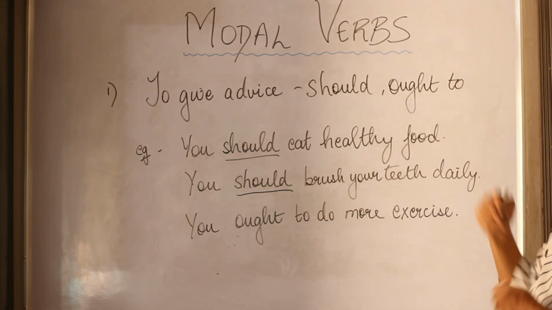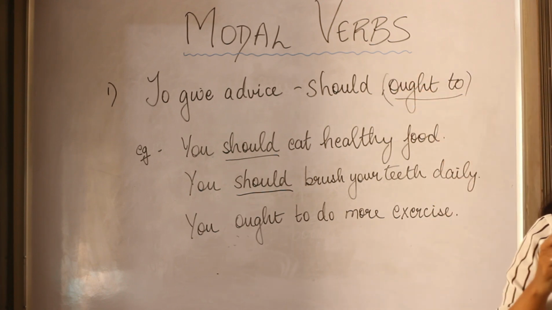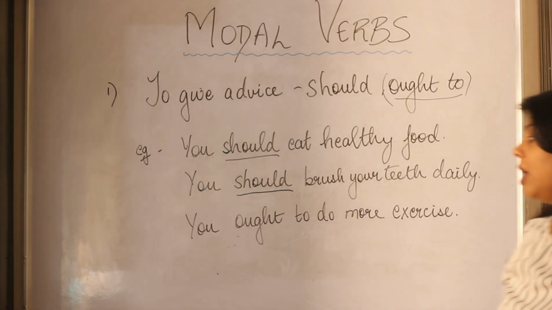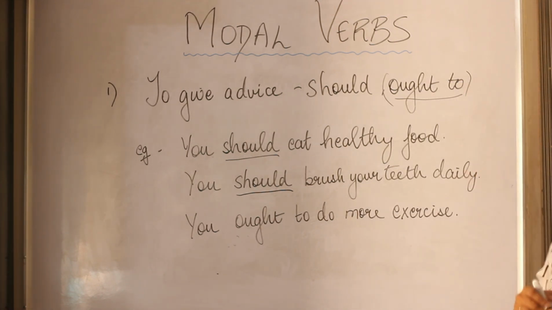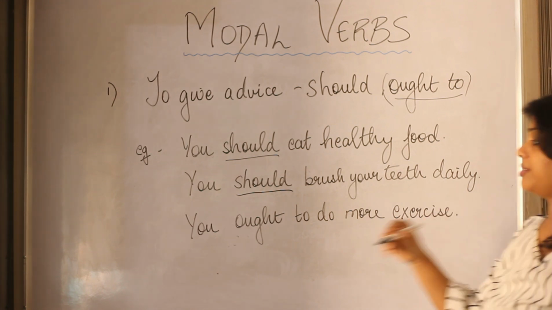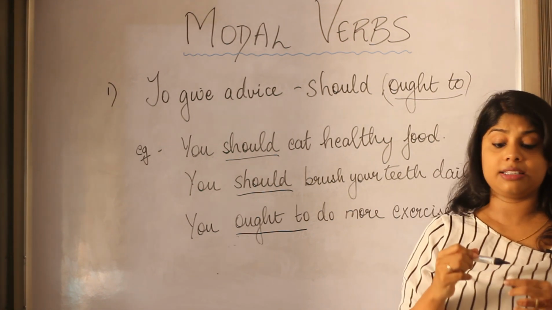Now let's see the use of ought to. Ought to is a semi-modal verb, that is, it functions sometimes as a modal verb and sometimes as the main verb. Now let us see the example of ought to. You ought to do more exercise. Again, here we are trying to say that doing more exercise is definitely a good idea and is a good advice.